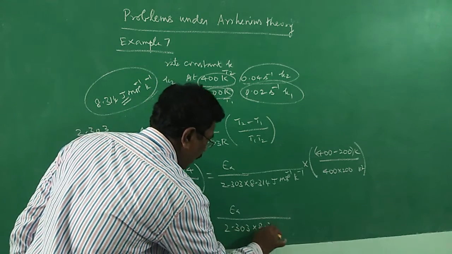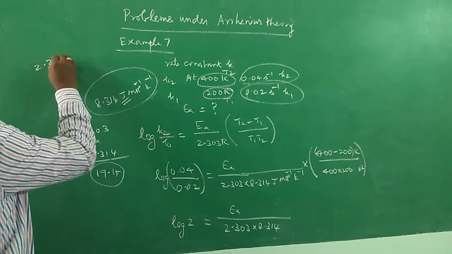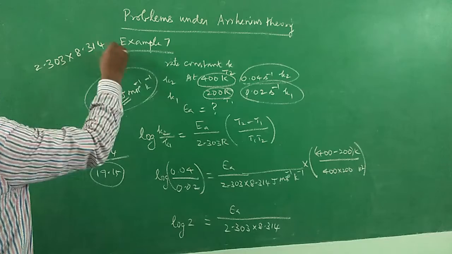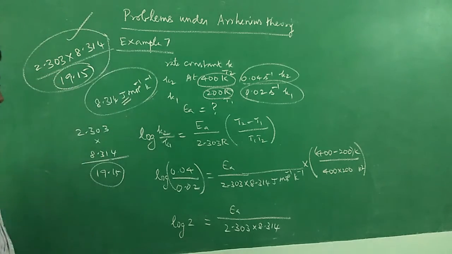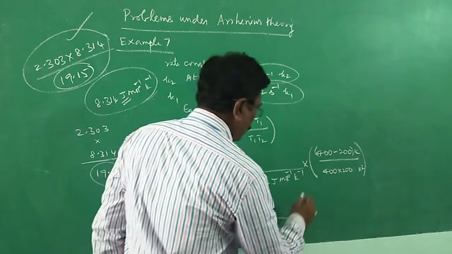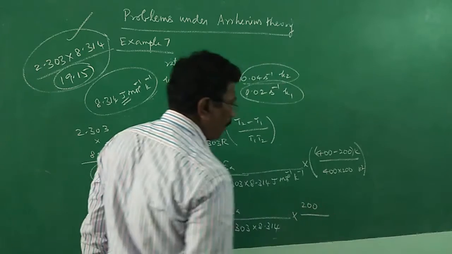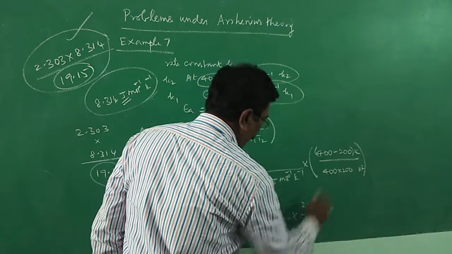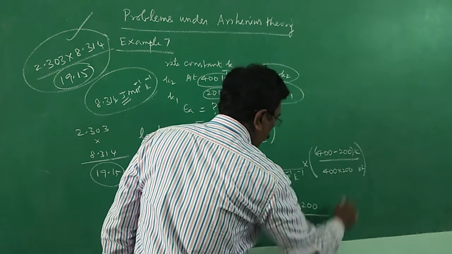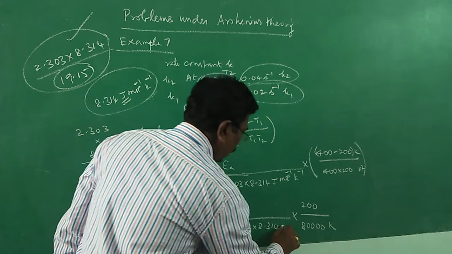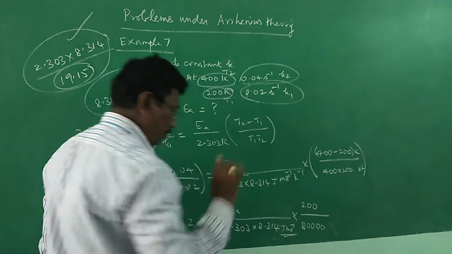Because we have one more thing here you have to know. Therefore, let me write like this. An idea I have given: whenever you have 2.303 and 8.314, the multiplication value is 19.15 approximately. That you can have in your mind. Now I am not applying that. Into 400 minus 200, simply 200, divided by 400 into 200, that is 80,000. Numerator Kelvin, denominator Kelvin square, therefore simply Kelvin. Joule per mole per Kelvin, Kelvin and Kelvin get cancelled. So the unit is only joule per mole.